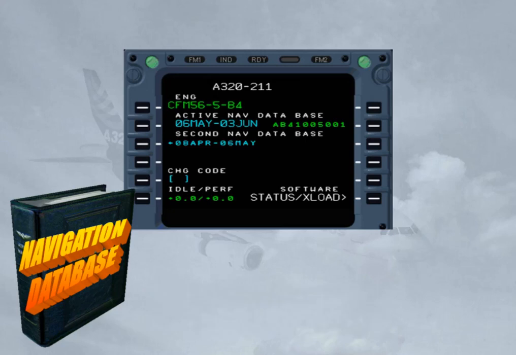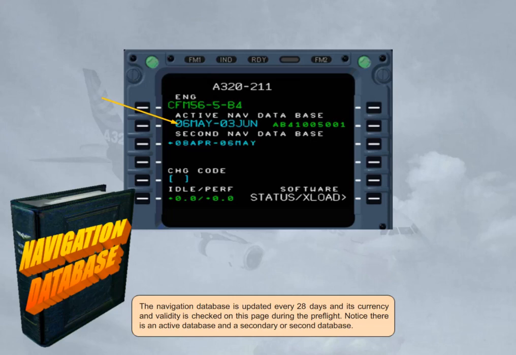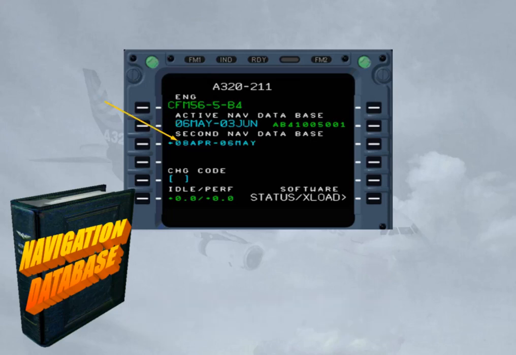The navigation database is updated every 28 days, and its currency and validity is checked on this page during the preflight. Notice there is an active database and a secondary or second database. The secondary database is either the previous or the next database. Databases are loaded two at a time, so that if the first one expires away from a maintenance base, the pilot can activate the second one before departure the next day. Warning: never activate the second database in flight, as all current active data would be lost.